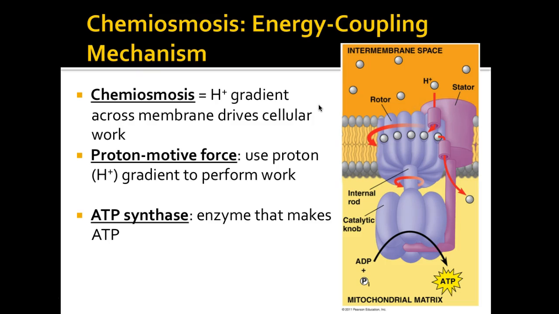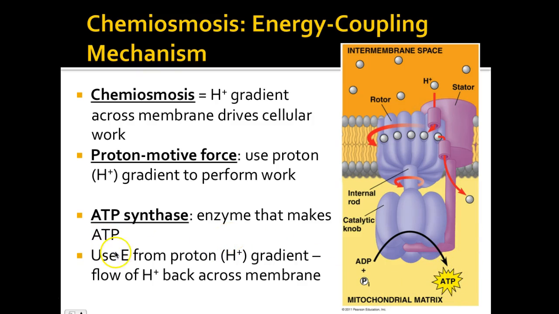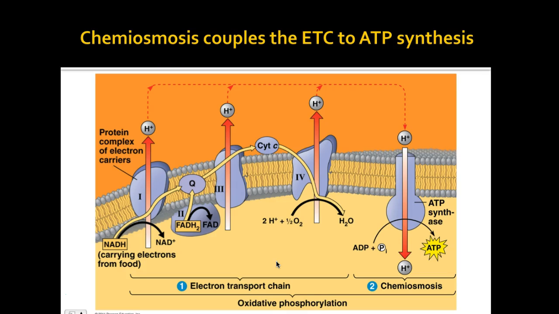And that work is going to be aided by ATP synthase, the enzyme that makes ATP. So here you can see as the hydrogen ions come in, here you have that rotor, the hydrogen ions come in and it's turning this catalytic knob to help with the production of ADP plus a phosphate to form ATP. All right. So the use of energy from the proton gradient and the flow of hydrogen ions back across the membrane is what helps drive this process.